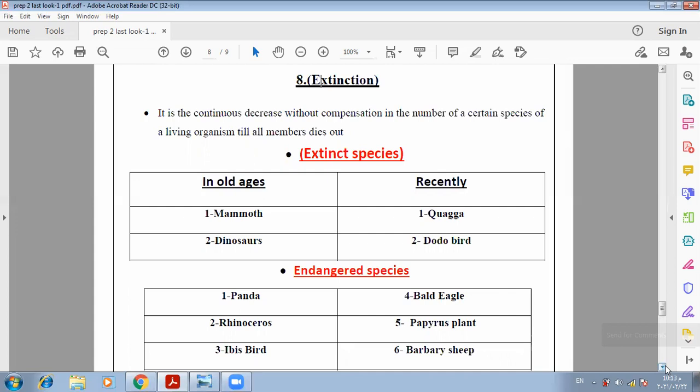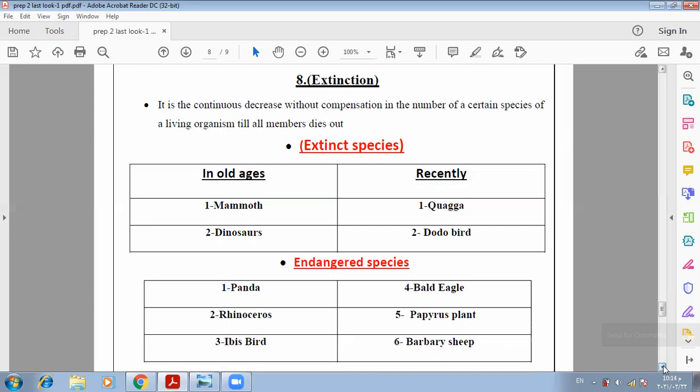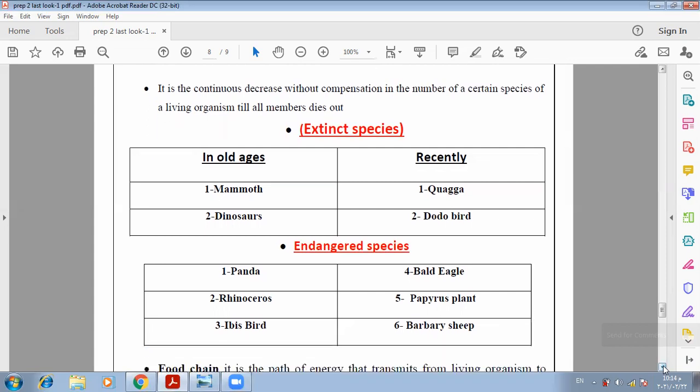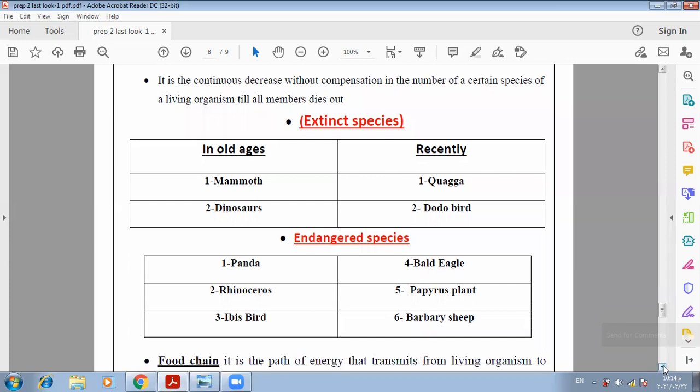As for endangered species, we must protect them and defend them from the hunter. Okay? Which are they? We have 6 species: panda, bald eagle, rhinoceros, ibis, purple plant, and purple tree. Okay. The bald eagle is named so because it has its head covered with white feathers.